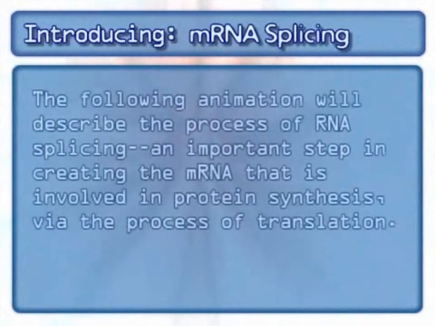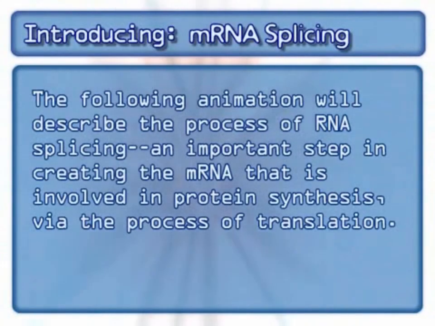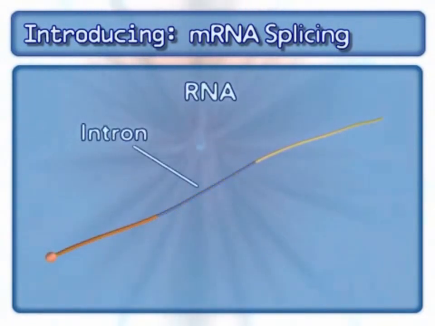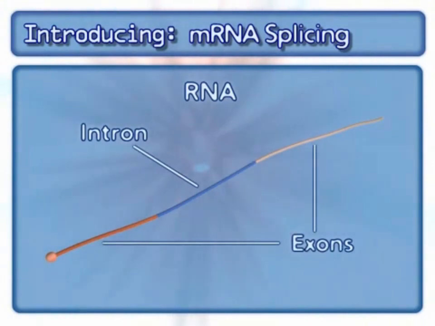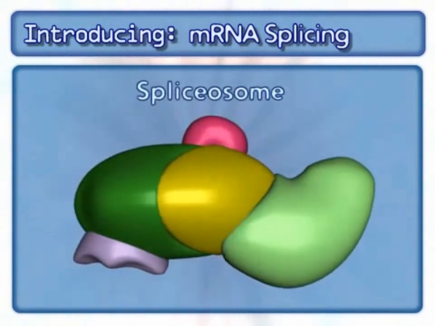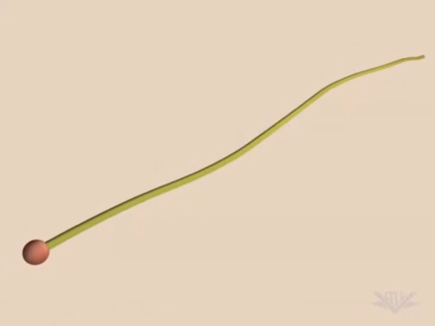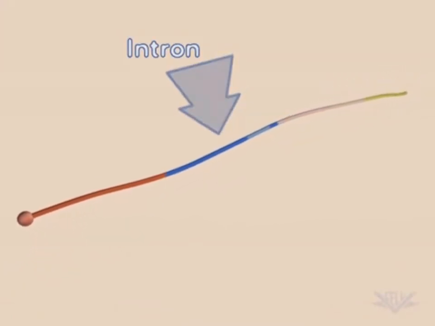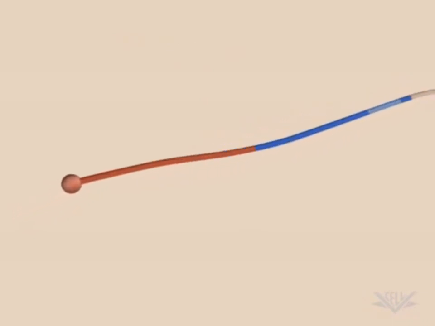The following animation will describe the process of RNA splicing, an important step in creating the mRNA that is involved in protein synthesis via the process of translation. Key factors in this process include RNA, possessing introns and exons, and the spliceosome. Here we see an RNA molecule with a single intron. Several signals exist within the intron that are used in the splicing process.